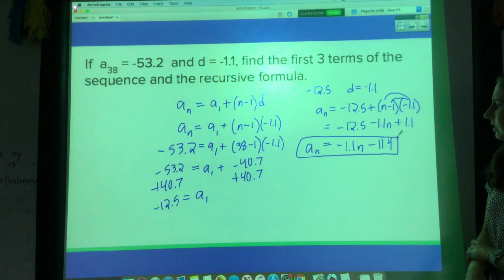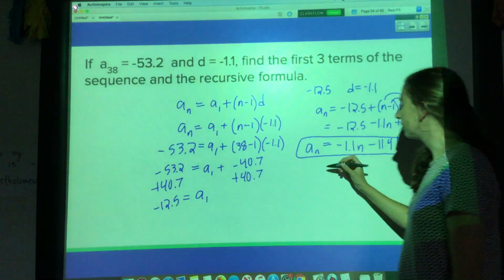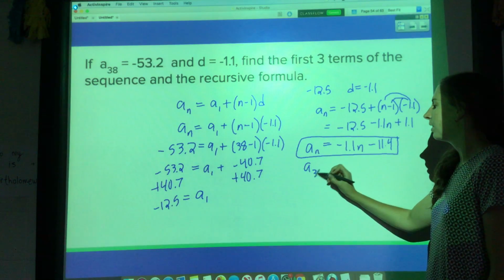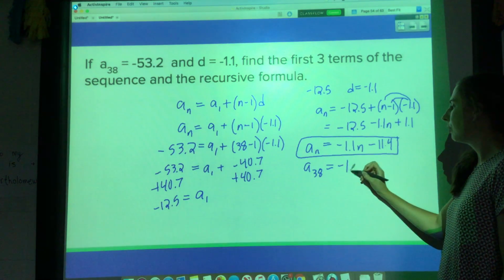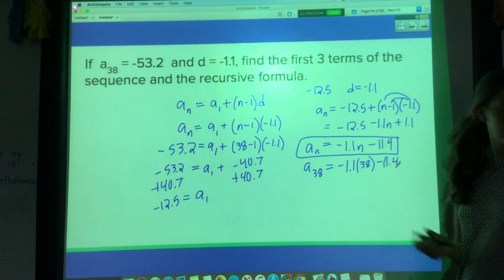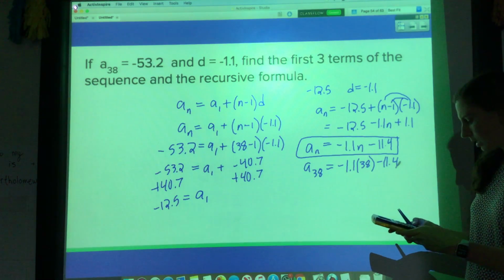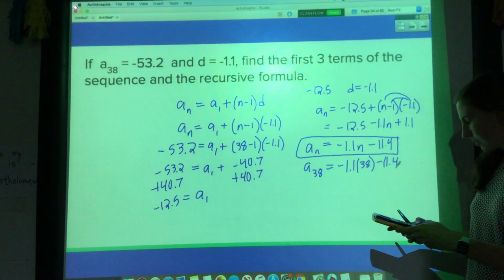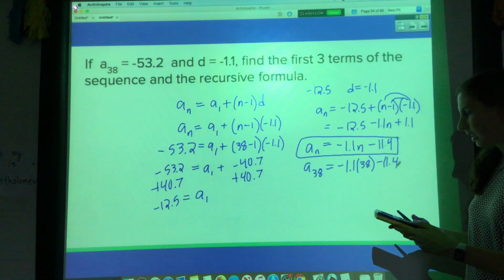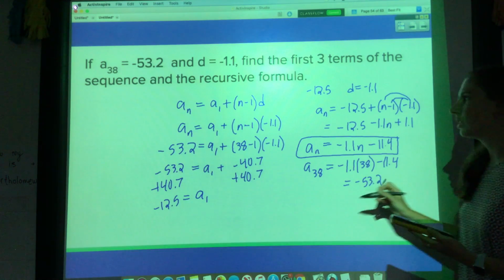Let's make sure this works. Let's see if we did this right. If we put in 38, will we actually get out negative 53.2? So negative 1.1 times 38 minus 11.4. Let's see if that worked. So negative 1.1 times 38 minus 11.4. And it does give me negative 53.2, which is good.